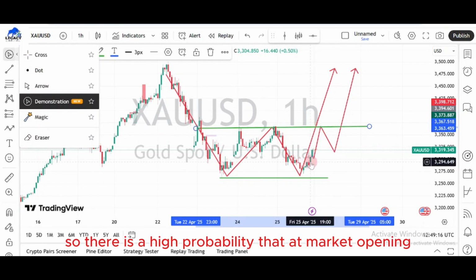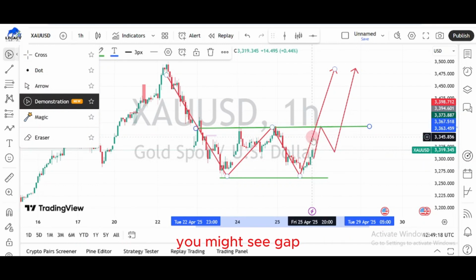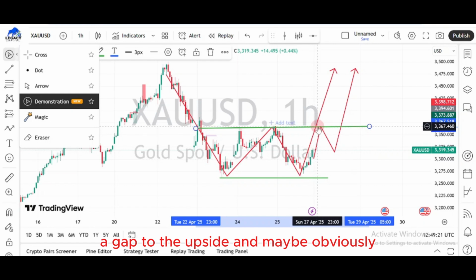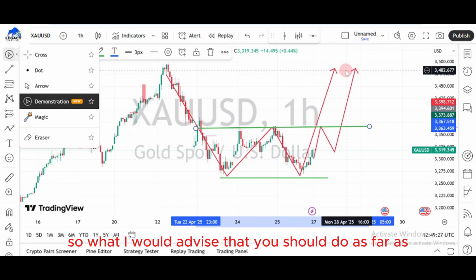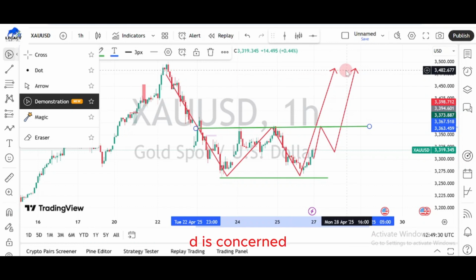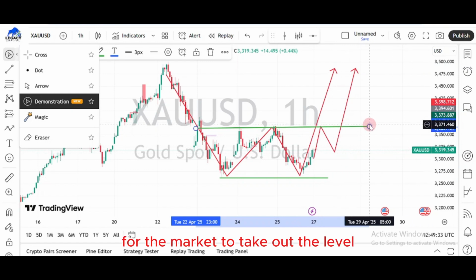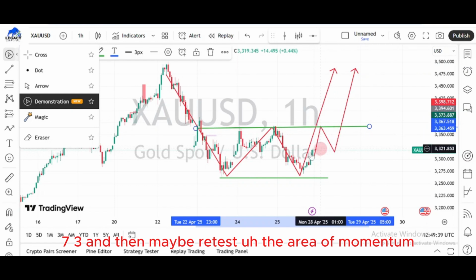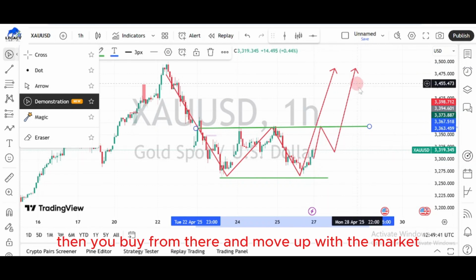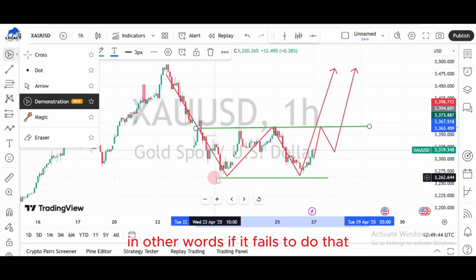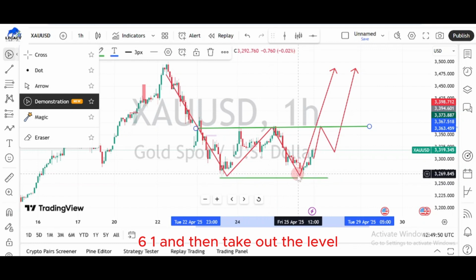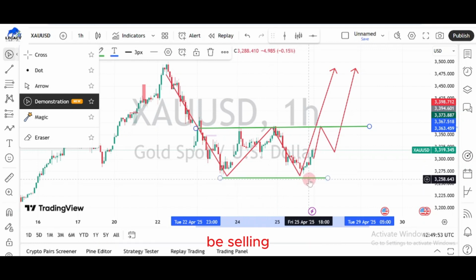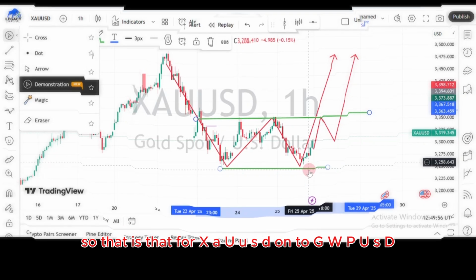So there is a high probability that at market opening we might see a gap to the upside, and obviously momentum might build up and break this, and the market might keep on buying. So what I would advise that you should do as far as XAU USD is concerned is for you to wait for the market to take out the level at 33.73, and then maybe retest the area of momentum. Then you buy from there and move up with the market. In other words, if it fails to do that, if the market retraces back to the level of 32.61 and then takes out the level, then you should know that the market will keep on selling. So that is that for XAU USD.